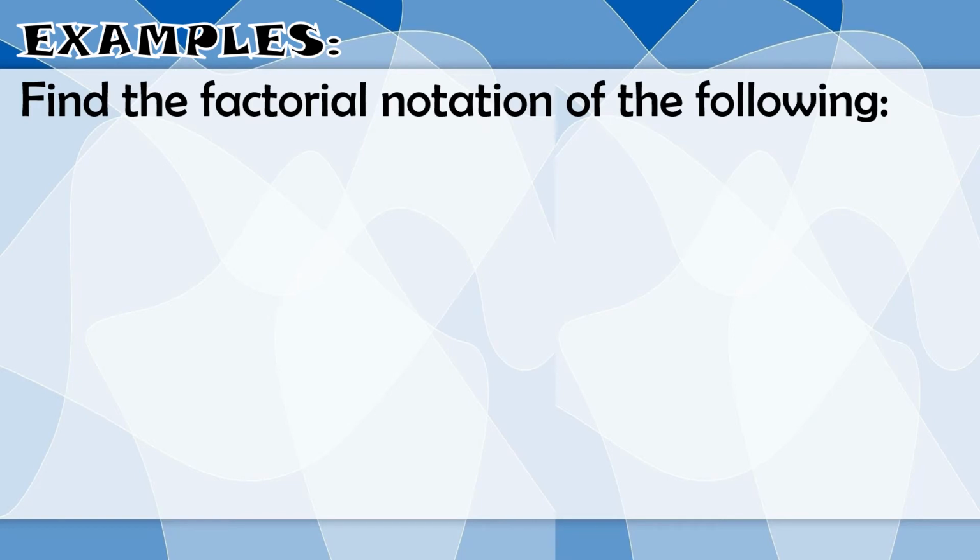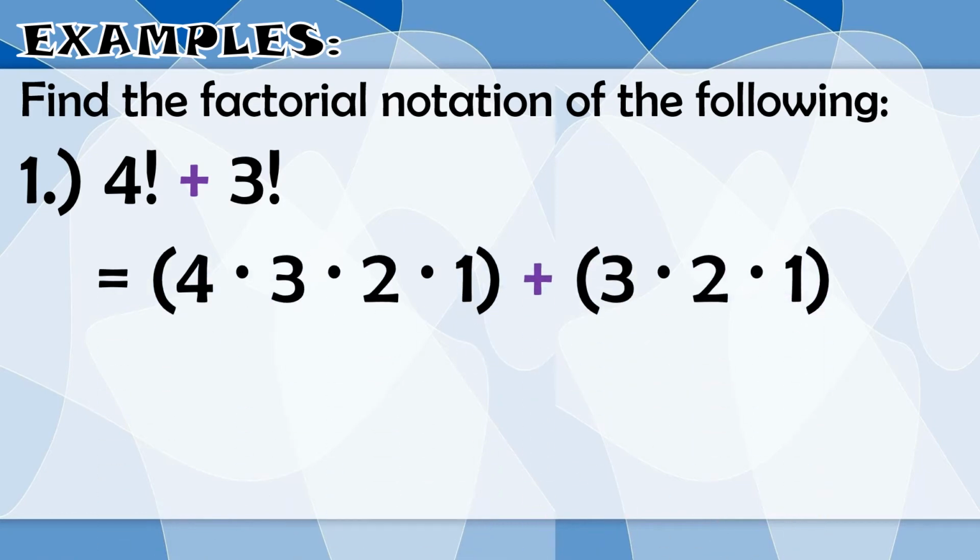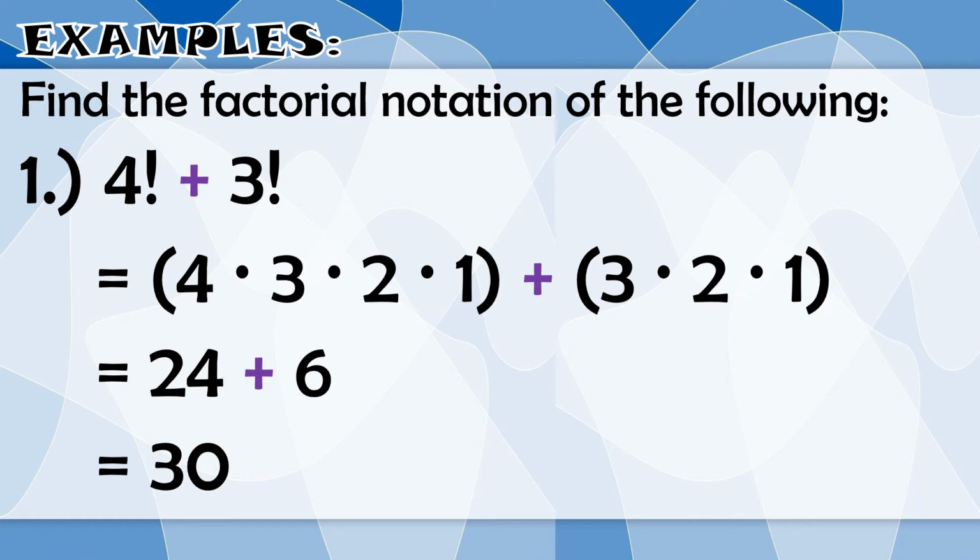Let's level up. Find the factorial notation of the following. Number 1, 4 factorial plus 3 factorial. So we have here 4 times 3 times 2 times 1 for the 4 factorial, added to 3 factorial, which is 3 times 2 times 1. Next is to simplify. So 4 times 3 times 2 times 1 is 24, added to 3 times 2 is 6 times 1 is also 6. So we have 24 plus 6, and the answer is 30.